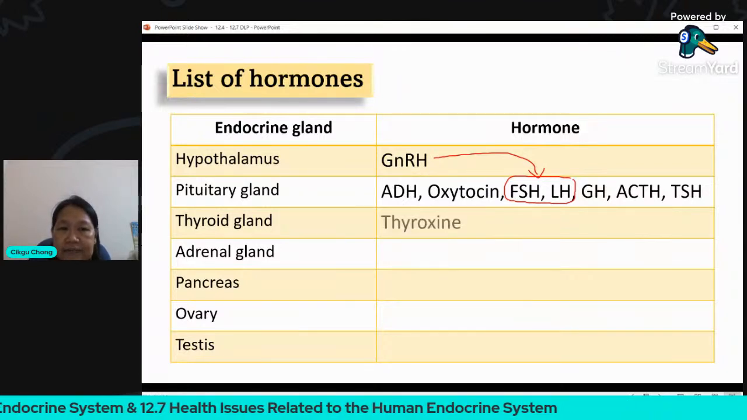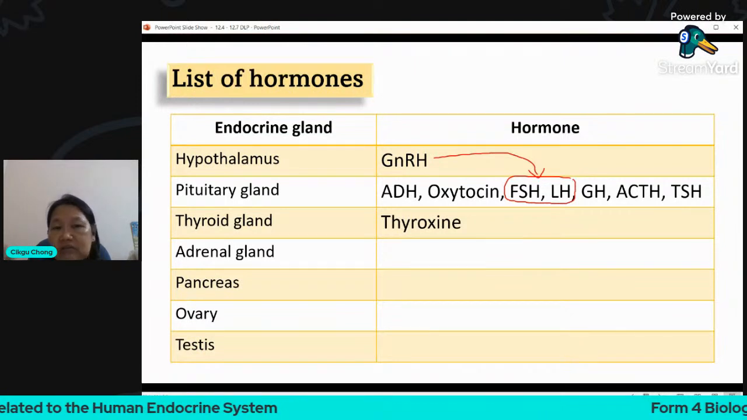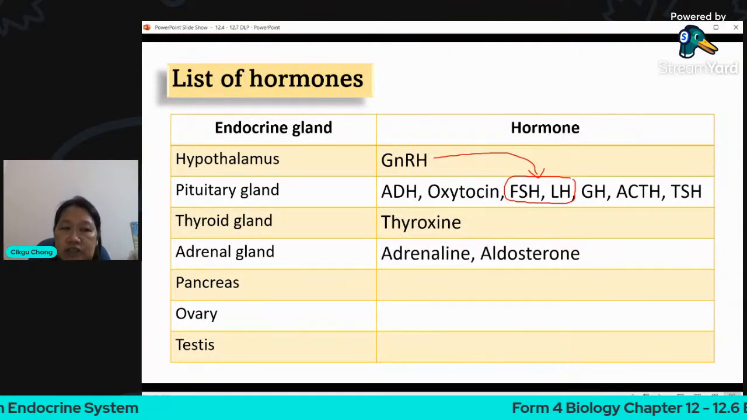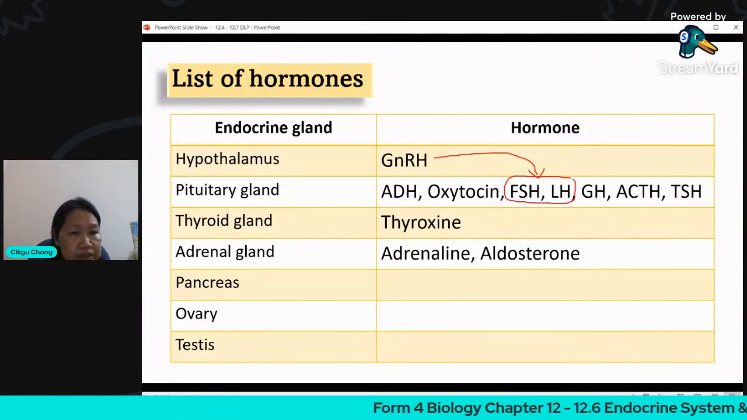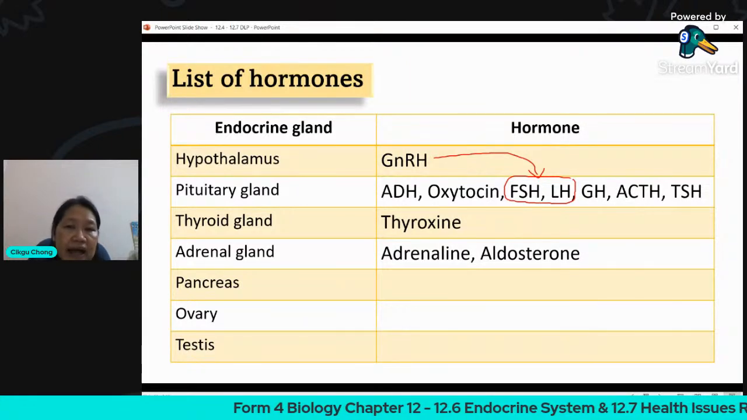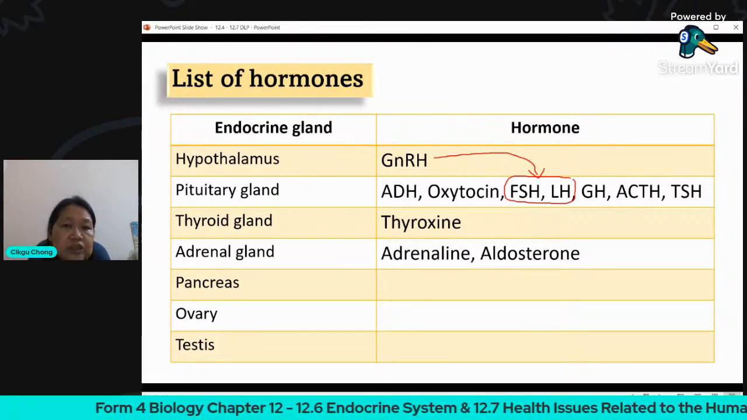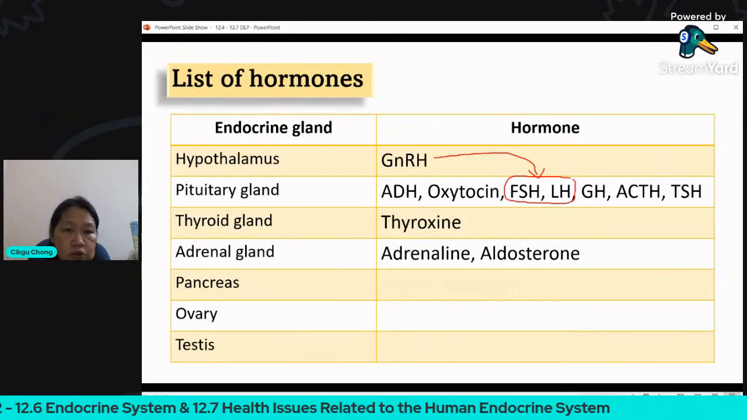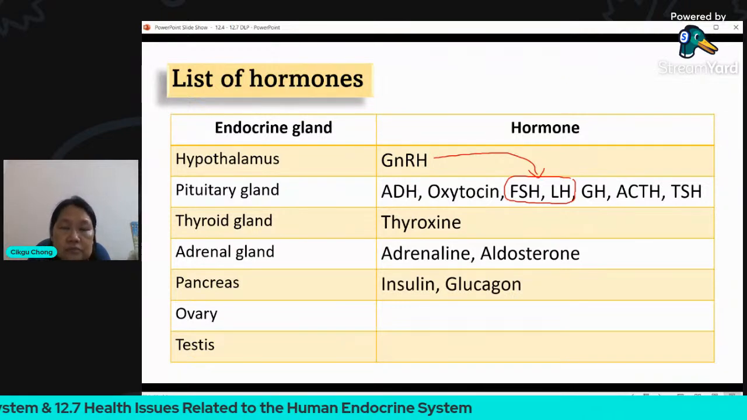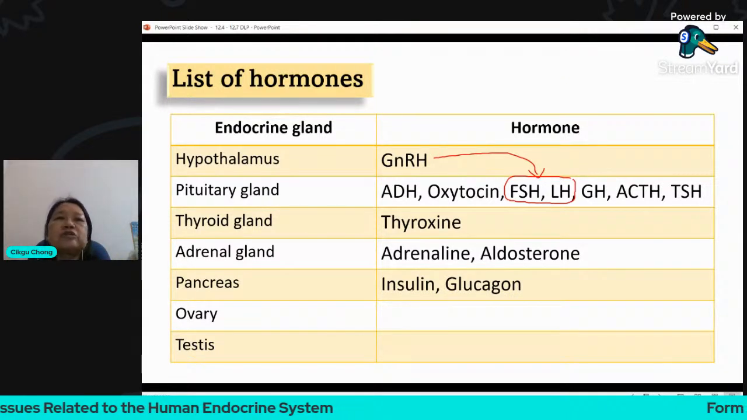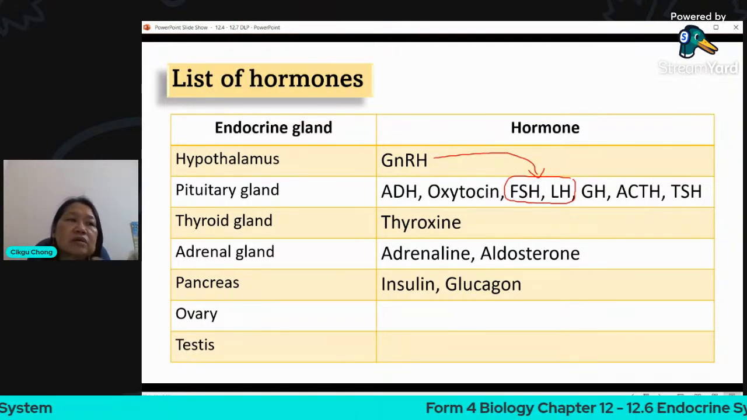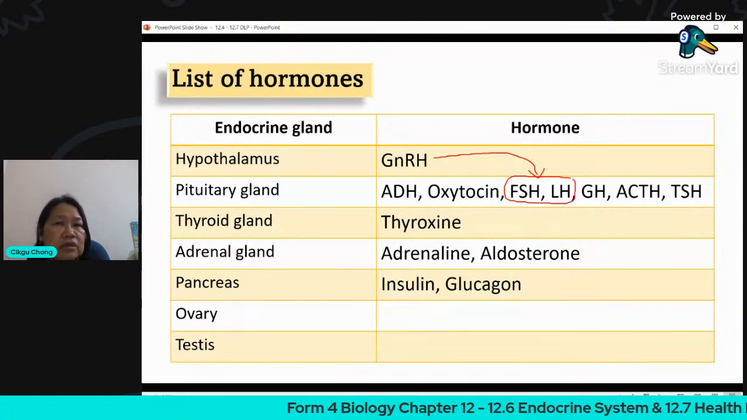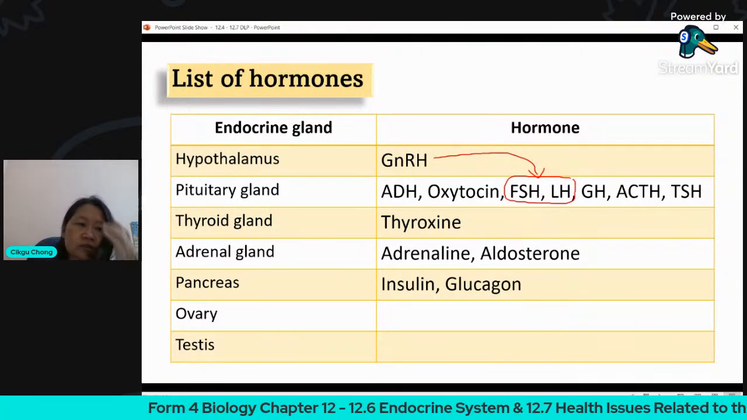Thyroid gland. So thyroid gland produces thyroxine. This is easy to remember. Thyroid, thyroxine. Adrenal gland produces adrenaline. Also easy to remember. Then you have another one called aldosterone. The function I'll show you later. I'll just give you the names first. Pancreas, there is insulin and glucagon, which is going to trigger the conversion of the sugar from glucose into glycogen, and from glycogen back to glucose.